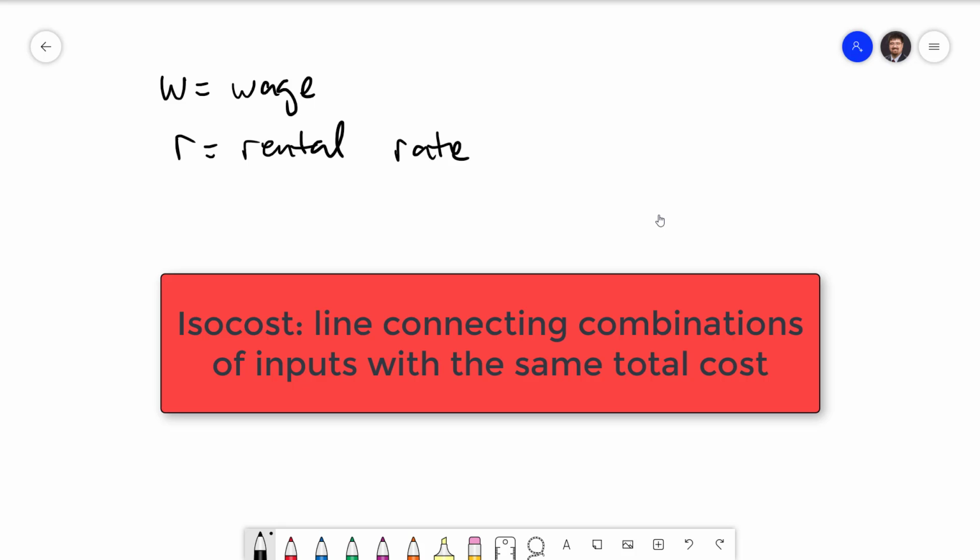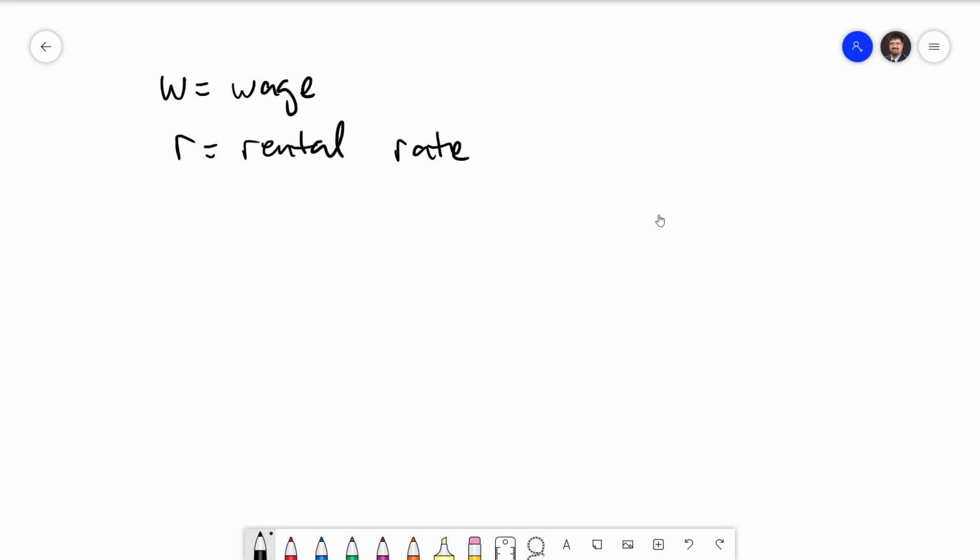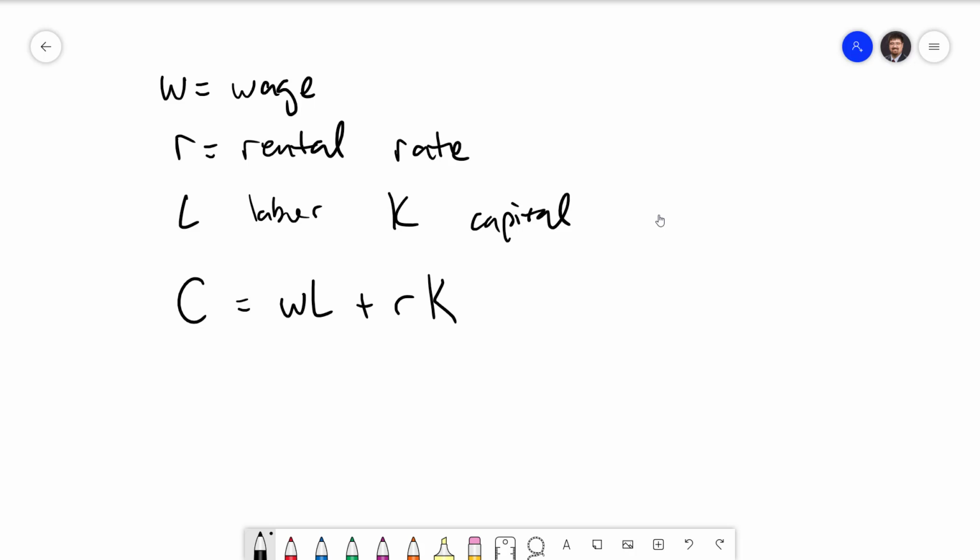An isocost is a line containing combinations of capital and labor that have the same total cost. Remember that L is the amount of labor and K is the amount of capital. So our total cost, which we will denote as C, equals WL plus RK. We are hiring L units of labor at a price of W apiece, and we are hiring K units of capital at R apiece. So our total cost will be the sum of the amount spent on labor and capital.